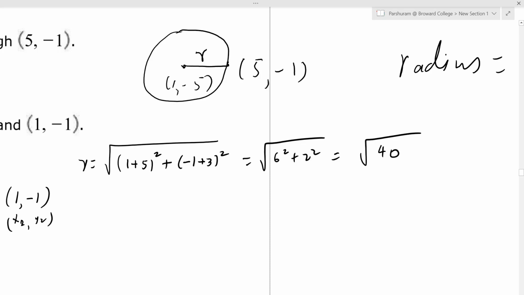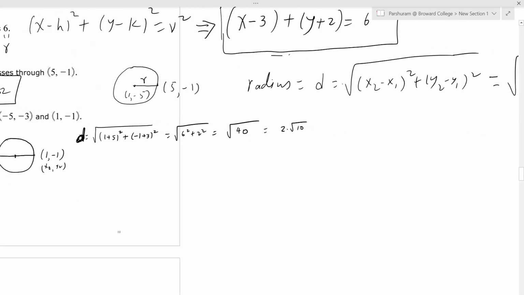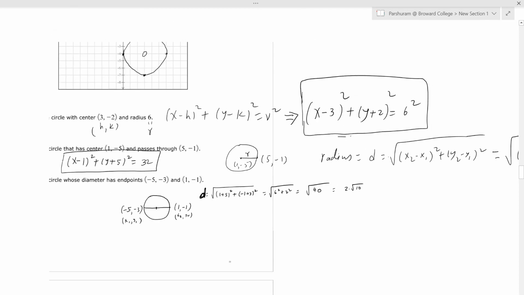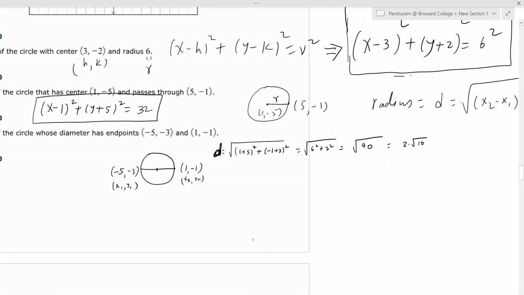That's the distance. Sorry, it's not radius, actually it's a diameter. So let's say this is a diameter d. If we try to simplify this square root of 40, then it would be 2 times square root of 10. So we found the diameter, and now for finding the radius, the radius is half of the diameter, which is actually square root of 10.